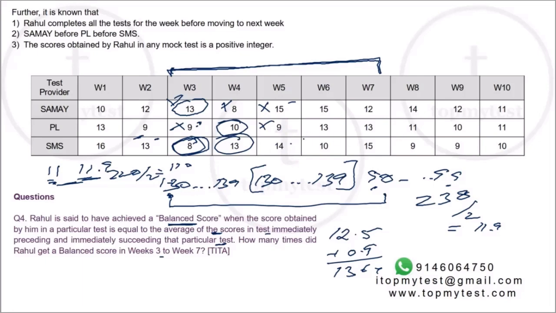This is out. 9 and 15, can it result in 14? 9 plus 15 is 24. 24 by 2 is 12. Maximum will be 12.9. So no, not possible. 14 and 13, can it result in 15? No. 15 and 10, can it result in 13?